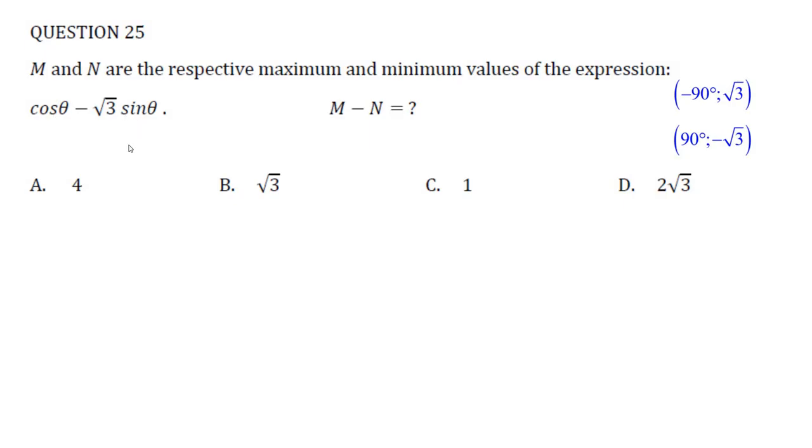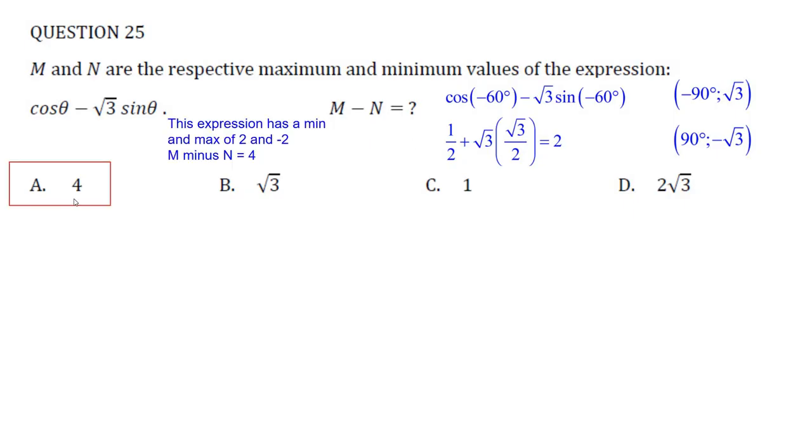But well, let's just try minus 60. The cosine of minus 60 is a half. The sine of minus 60 is root 3 over 2. That's 3 over 2 plus a half, a maximum of 2. That would make the minimum of minus 2, and that would make this one work. 4. Well, that's the way you can do it without using a lot of complicated stuff.